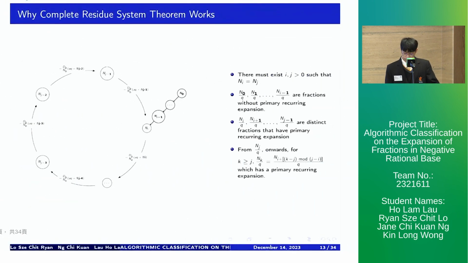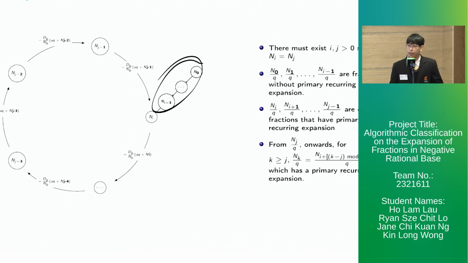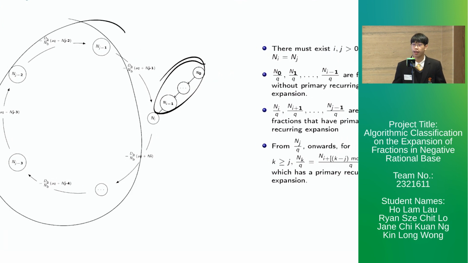Now we'll use this spiral-like graph to illustrate the relevant lemmas. We see that the numerators N0 up to Ni minus 1 in the tail are the numerators that do not have a primary recurrent expansion. And for those residues inside the circle, Ni up to Nj minus 1 are numerators that do have a primary recurrent expansion.